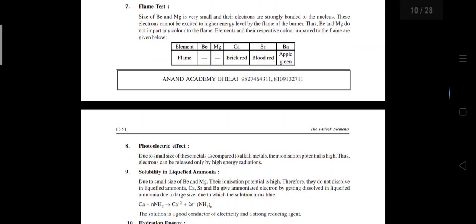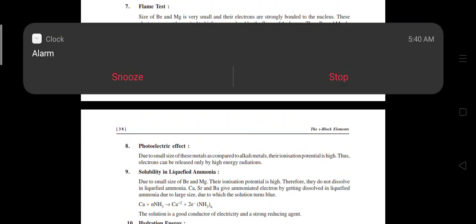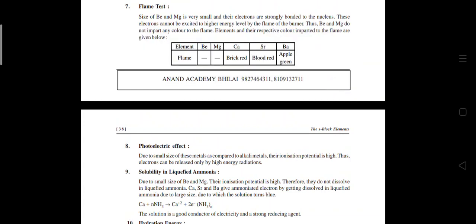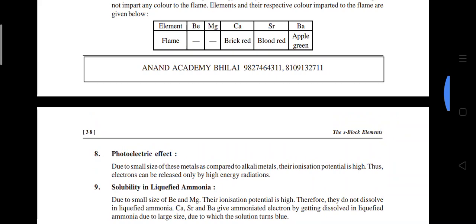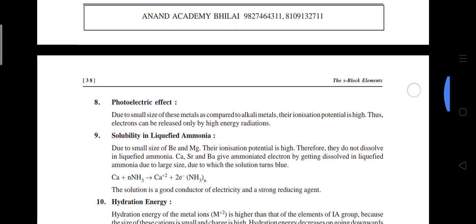Seventh, flame test. Size of beryllium and magnesium is very small and their electrons are strongly bonded to the nucleus. These electrons cannot be excited to higher energy level by the flame of a burner. Thus beryllium and magnesium do not impart any color to the flame. The other elements and their respective colors imparted to the flame are given below. Calcium has brick red color, strontium has blood red color, and barium has apple green color.